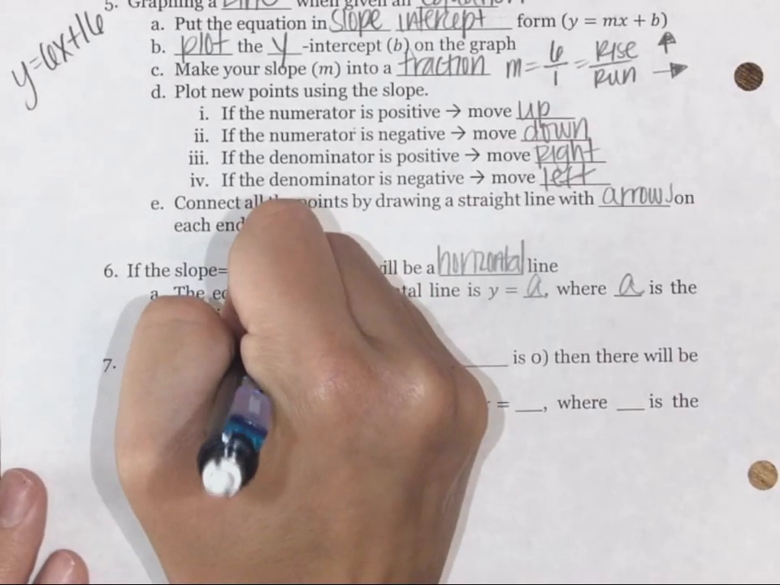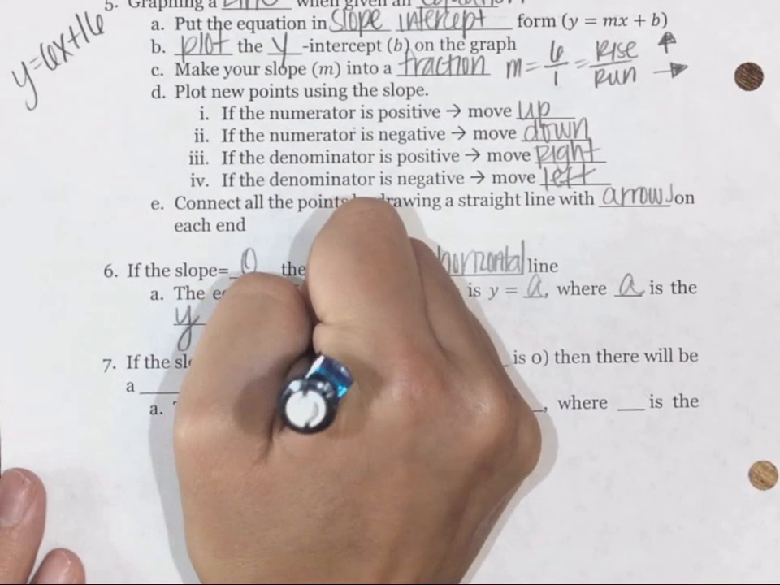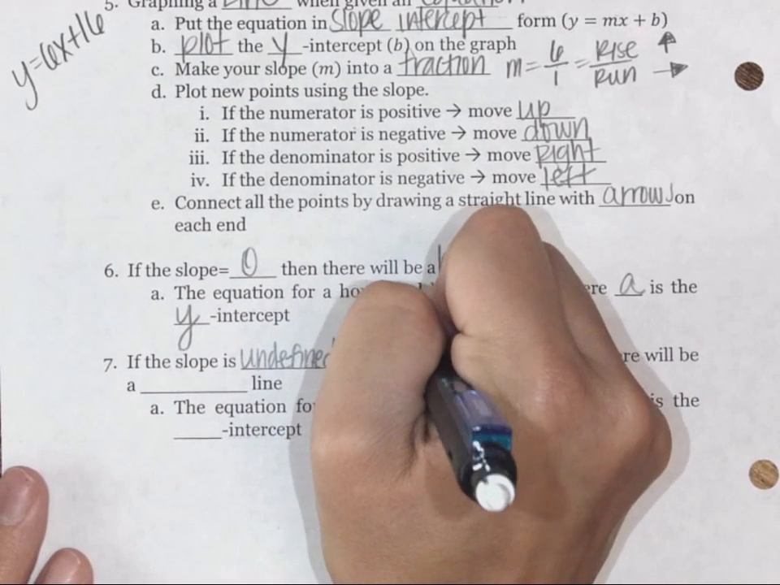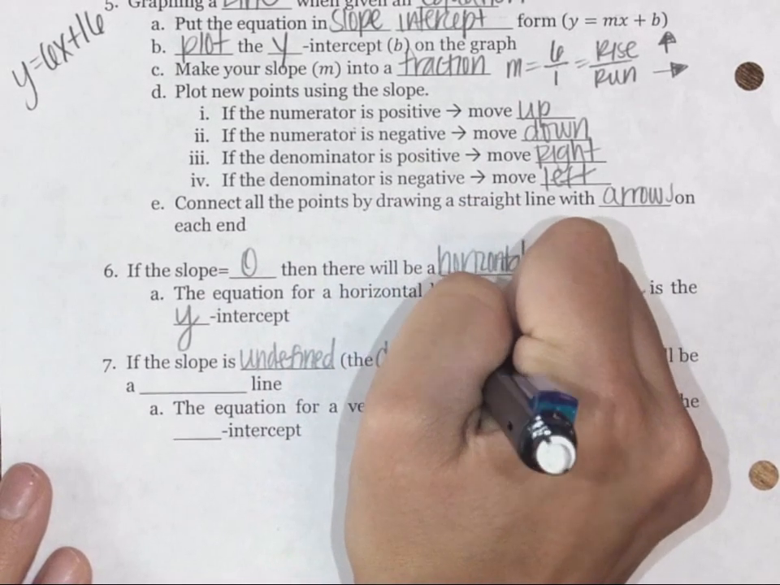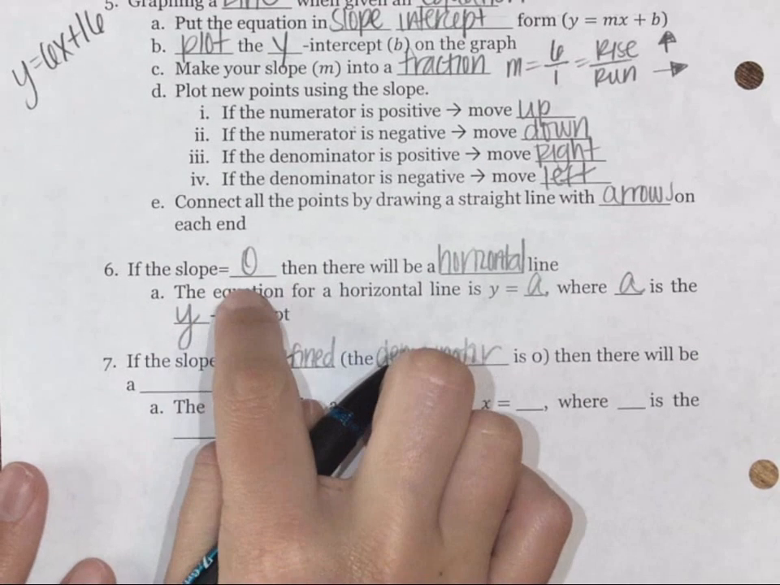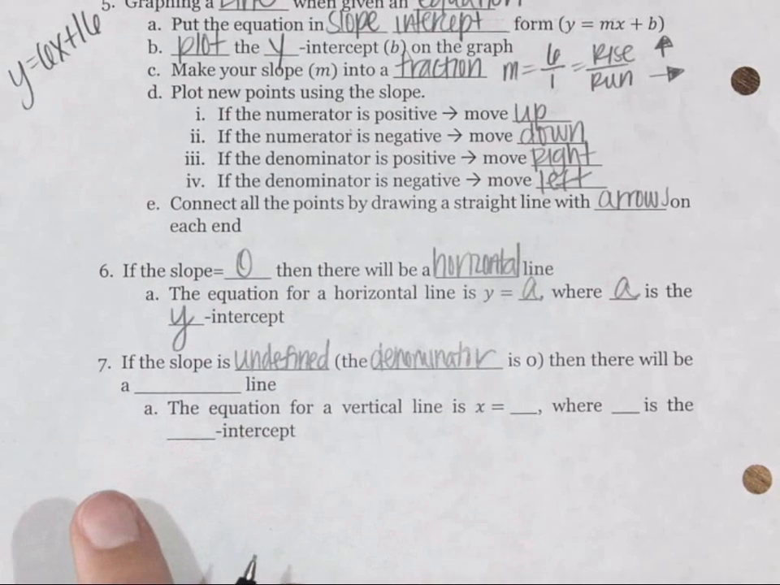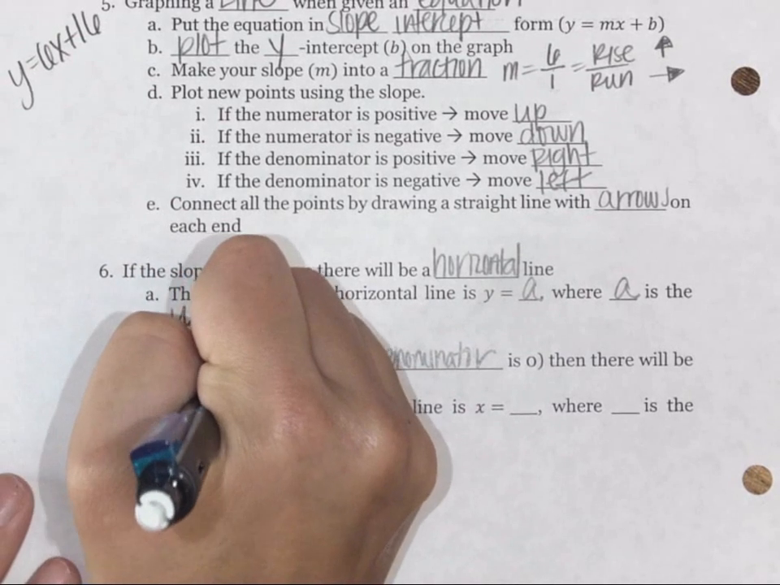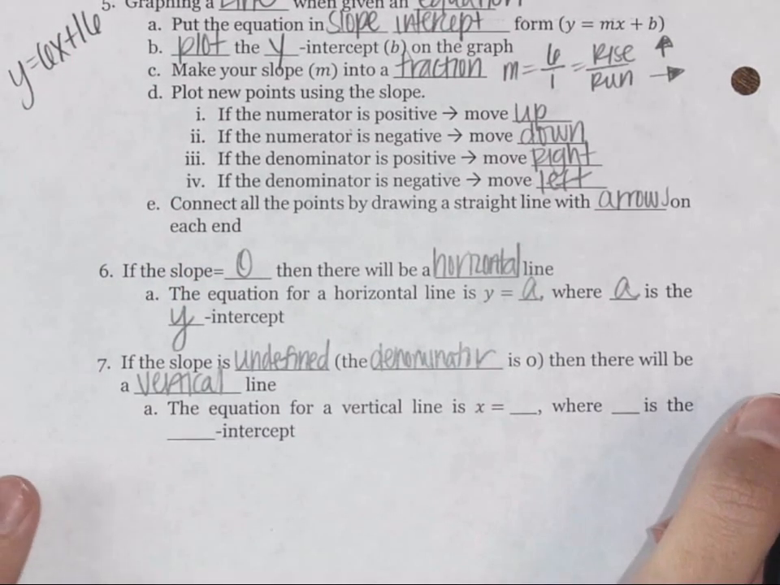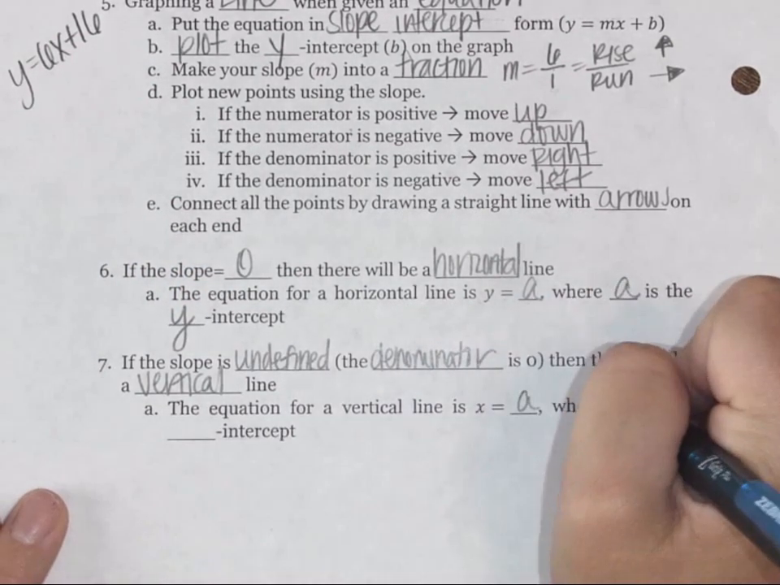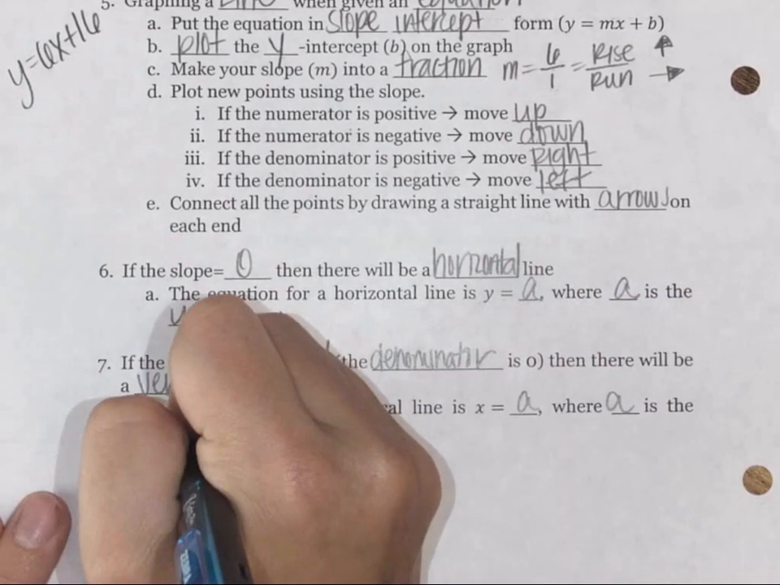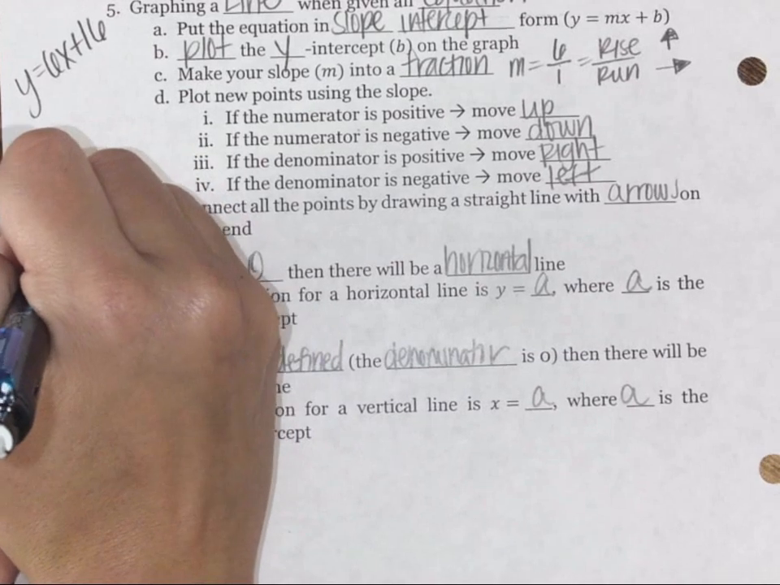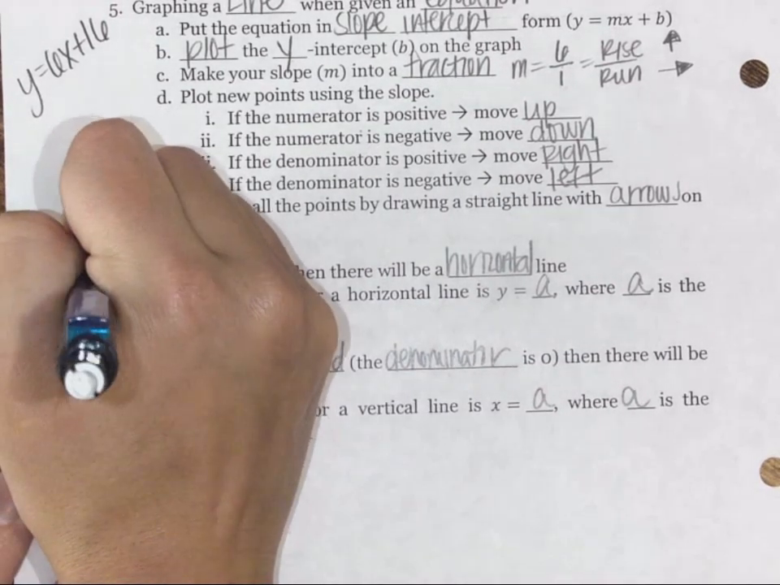If your slope is undefined, that means that the denominator is 0. This would mean that your numerator is 0. That's what a slope of 0 would be. Then there will be a vertical line. The equation for a vertical line is x equals a, where a is the x-intercept. So make sure that you remember your slope guide because that will help you for these.